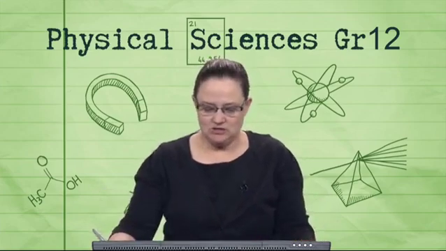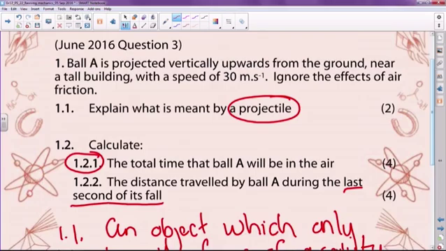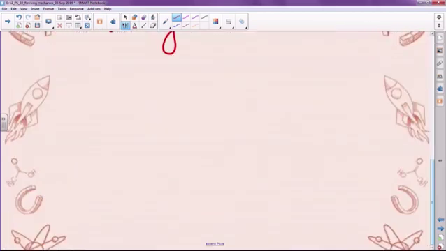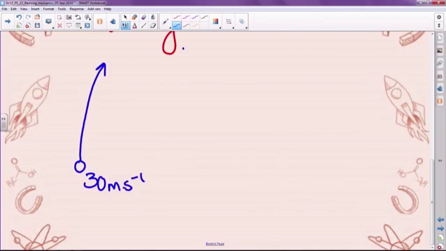So now, if we go back to the question, it tells you that a ball is projected vertically upwards from the ground near a tall building with a speed of 30 meters per second. If we're going to draw a diagram, this is what they're saying to us. There's my ball. It's being projected upwards at 30 meters per second near a tall building. The tall building is irrelevant for this first part. Then they ask, how long does it take for the ball to reach the ground again? This can be done in lots and lots of ways, but I want to encourage you to do it in one step.